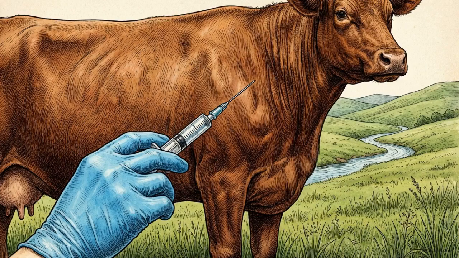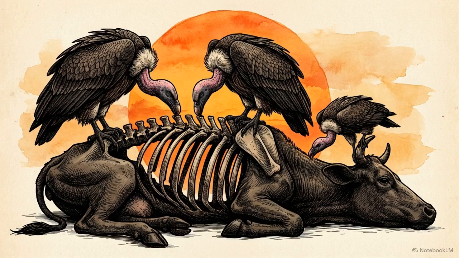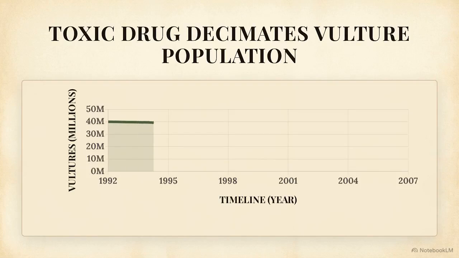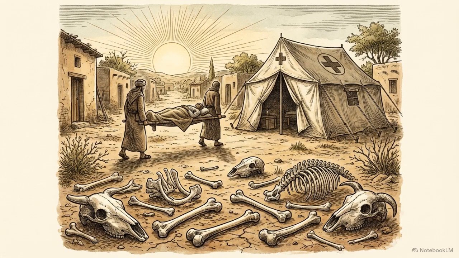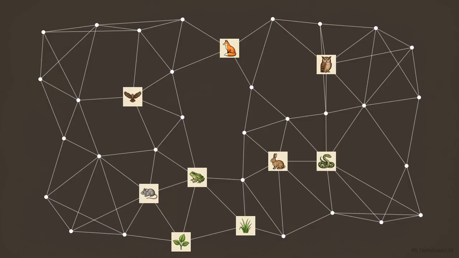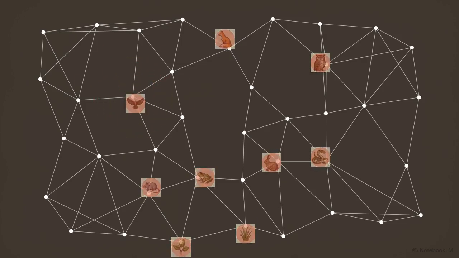Farmers began treating their cattle with diclofenac, an anti-inflammatory drug. When those cattle died, scavenger vultures ate the remains. The drug was highly toxic to the birds, leading to a massive die-off. Without vultures cleaning the environment, rotting carcasses piled up, spreading disease rapidly through local communities. Because ecosystems are tightly woven webs, a localized human action inevitably triggers systemic, far-reaching consequences.